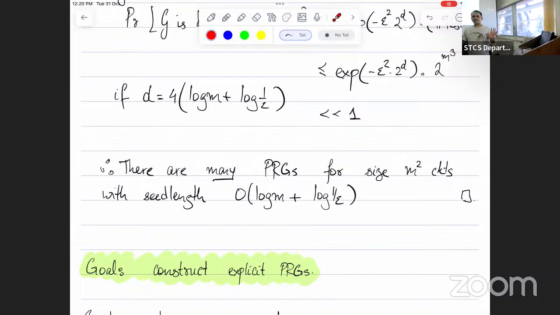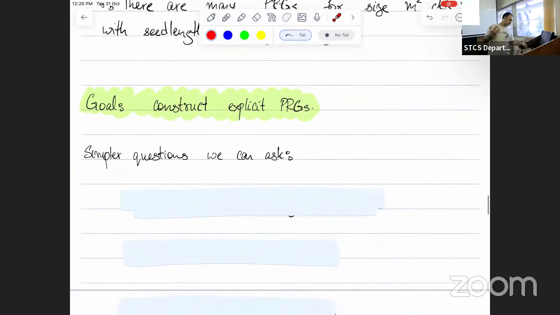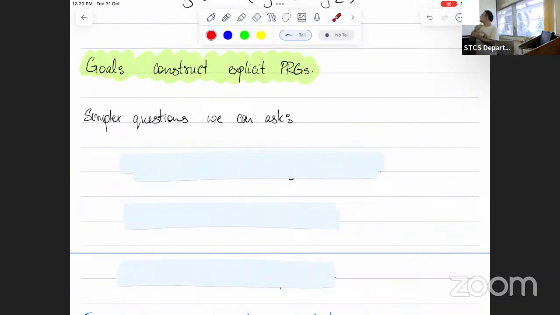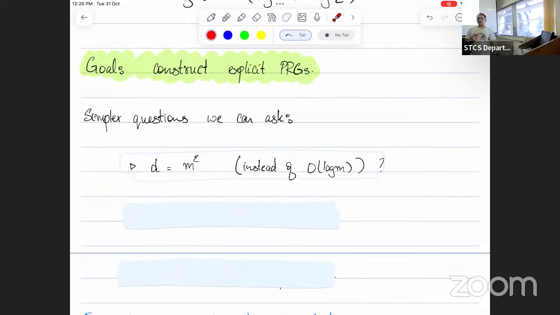Since there are several parameters involved and qualitatively there are many things here, your notion of a simpler goal could also be very different. For example, here are 3 different questions you could ask. The first type of question is: maybe I don't really care about the seed length being logarithmic. I am okay as long as the seed length is significantly smaller than the domain size. Maybe I want a seed length of just m to the epsilon. Maybe this will result in saying that everything in BPP can be done in deterministic 2 to the n to the 0.1 time or something, which will still be interesting. So that is one thing you could ask for.